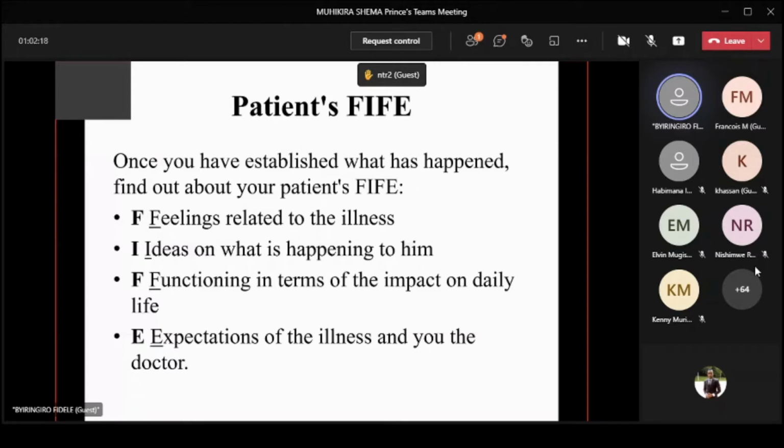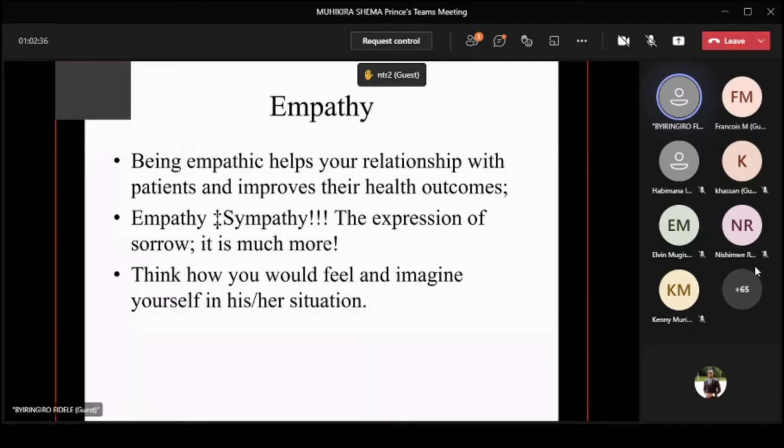So you have to be empathic, and this helps the relationship between you and the doctor. Empathy and sympathy, those are expressions of sorrow. It is very important. Think how you would feel and imagine yourself in that position, and this helps a lot to know how to deal with the patient.